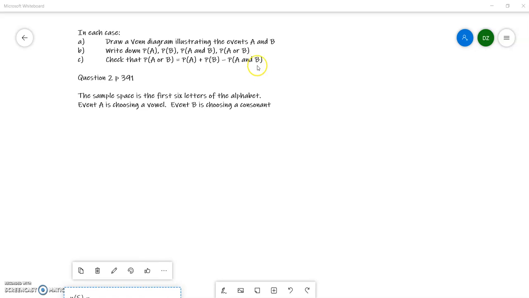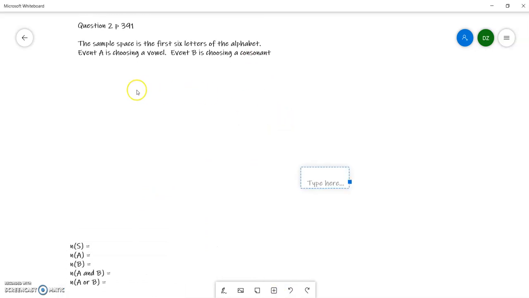Okay, so let's actually look at a question. So I've taken one that we aren't expecting you to do by yourself. It's called question 2 on page 391, and it reads the following. The sample space is the first 6 letters of the alphabet. So before I even go further, I'm going to write down what that sample space is.